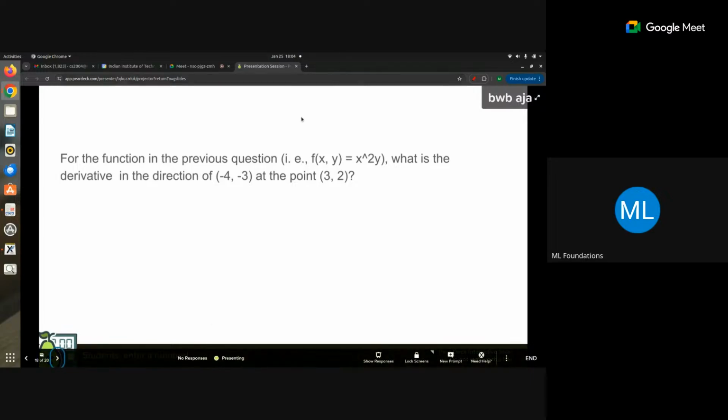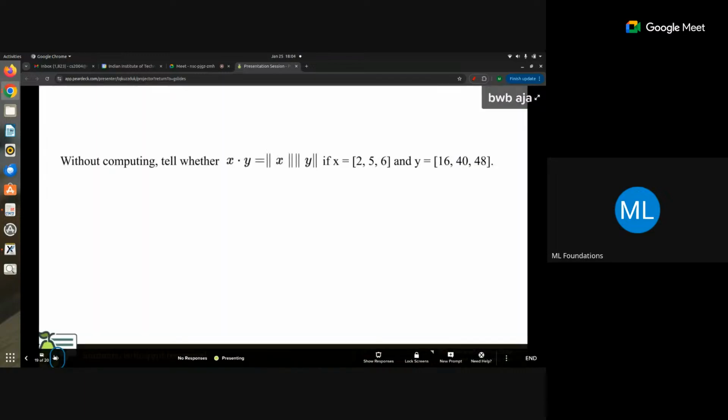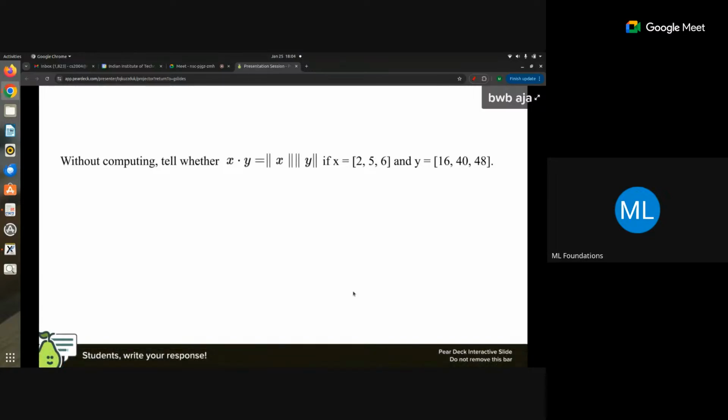I think that's it. Maybe there are 2 more slides. I will not discuss this in detail. This is related to the Cauchy-Schwarz inequality. It is not very important for you as of now. It is a very small topic, and generally I won't discuss it in the sessions. You may talk to the TA, and he will explain it.